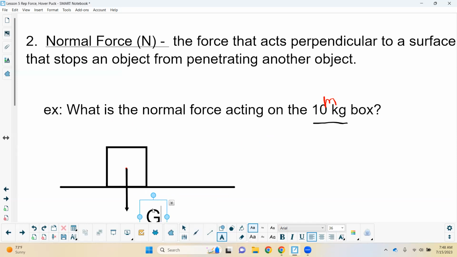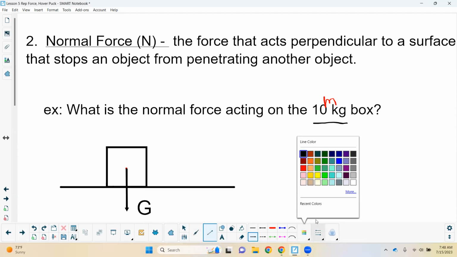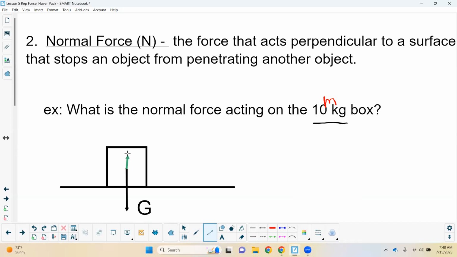So that's just G. So that's the force of gravity trying to pull down. And what is stopping the box from falling through the floor? That would be the floor itself. So the floor pushing up provides a normal force. So I'm going to change colors here so it looks different. So just change to like green. And the normal force has to go up and has to counteract it.